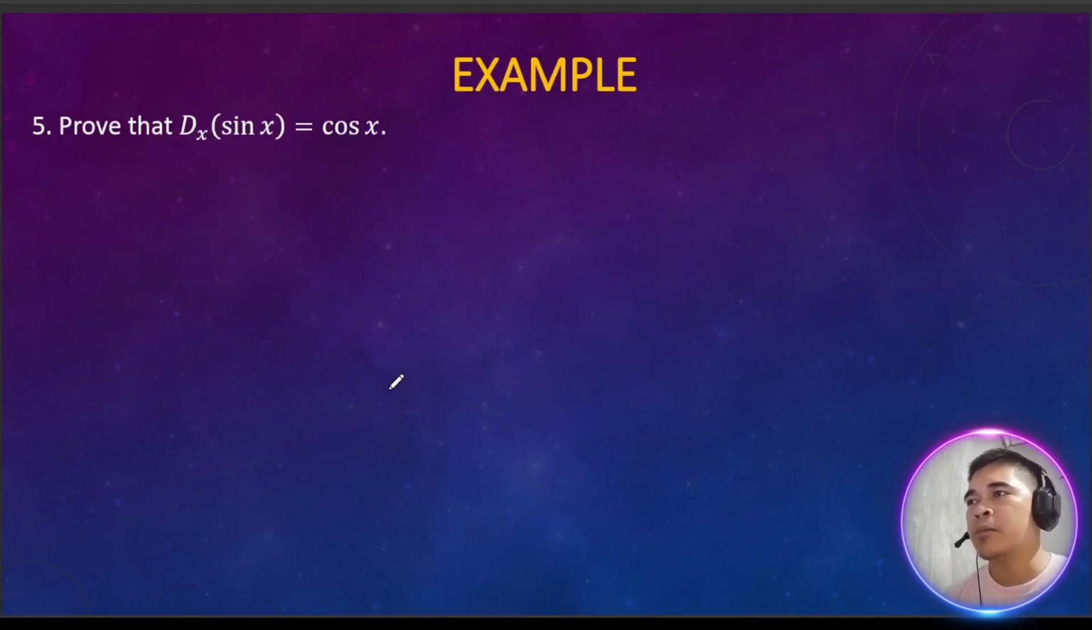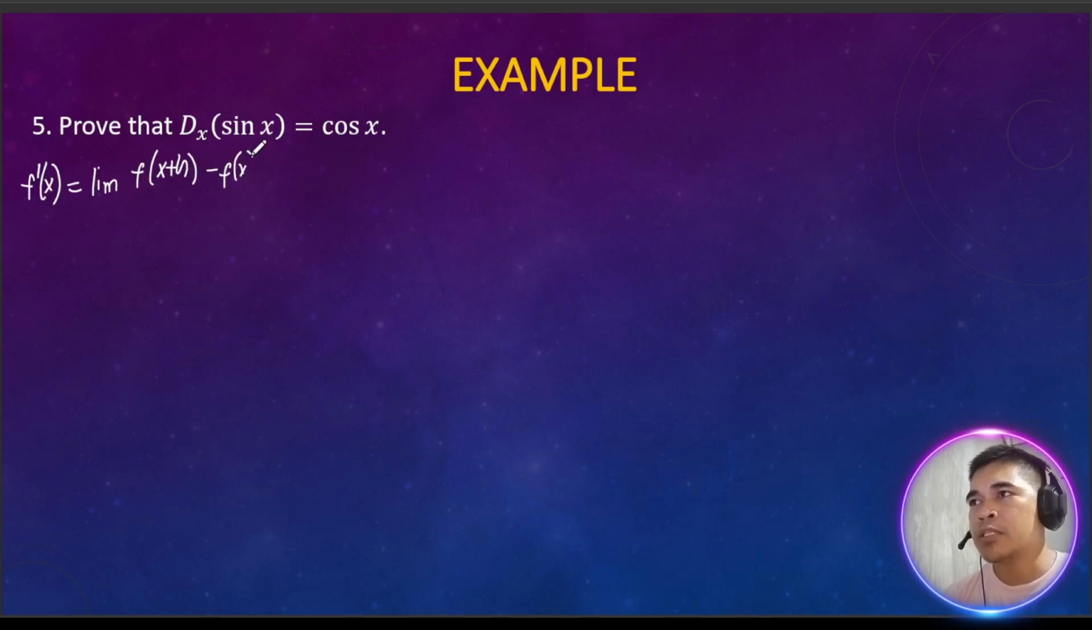Now we have the fifth example. Prove that d/dx of sine x is equal to cosine x. So let's prove it. The first definition: f prime of x is equal to the limit of f of x plus h minus f of x over h as h approaches 0. Since we have sine x, from this definition let's derive using this one. So we have d/dx of sine x equals the limit.